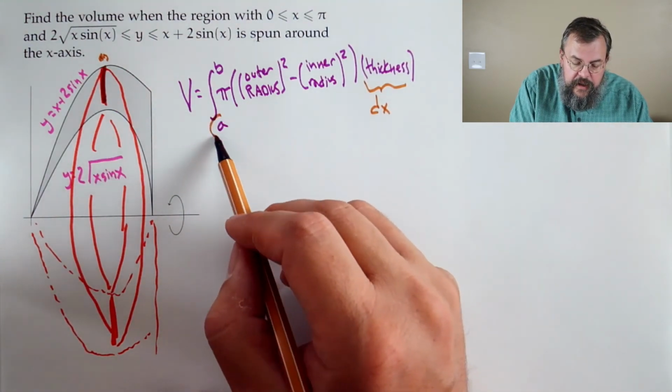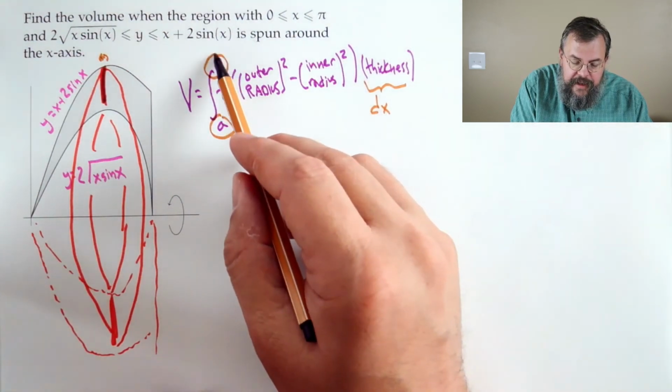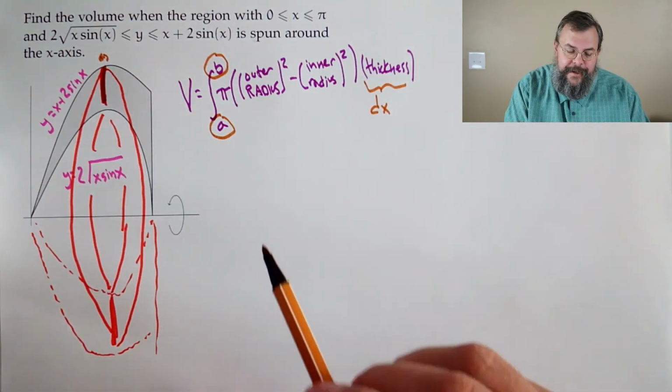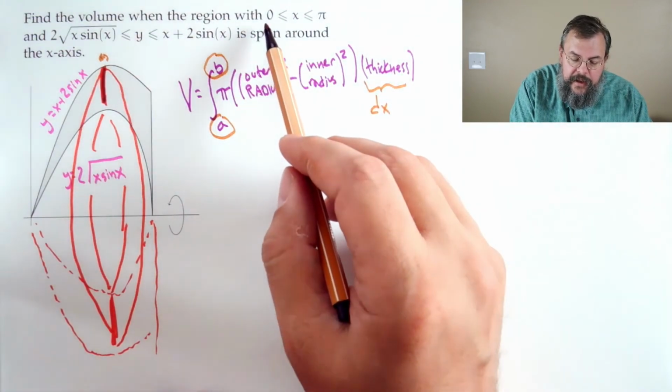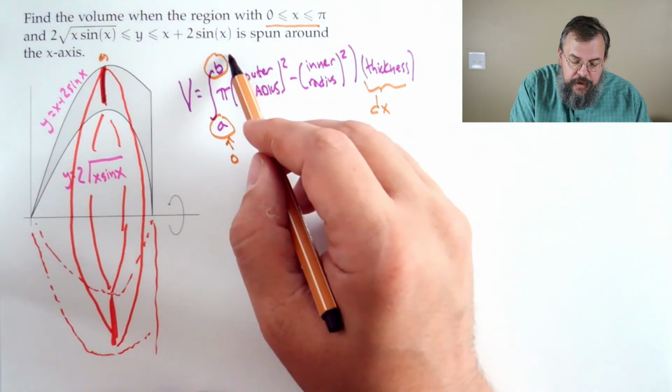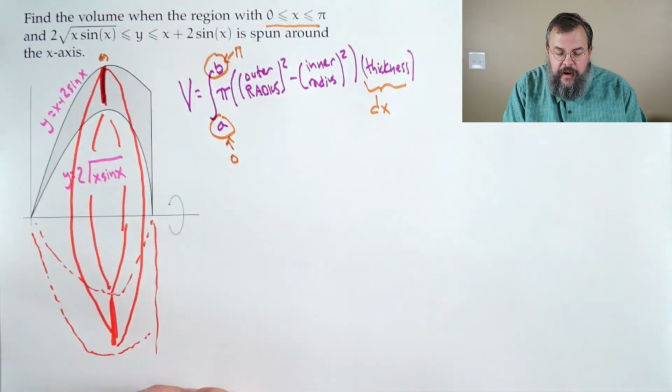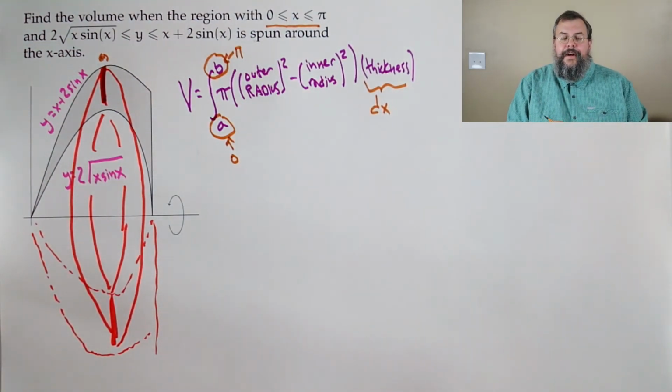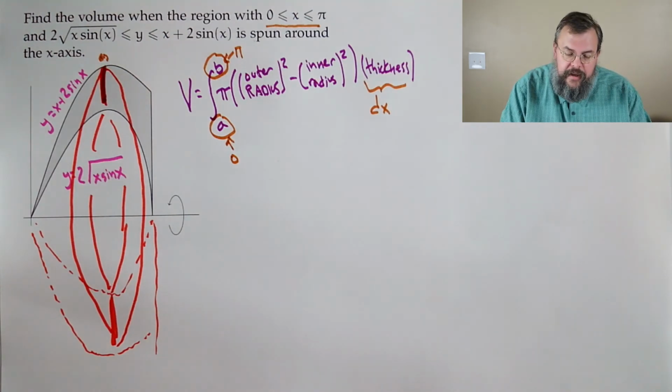Let's do our bounds. Let's celebrate the easy part, right? Where do we start and stop? Well, it told us 0 to pi. All right, good. Progress. It's always nice to have some progress. All right, now back here.